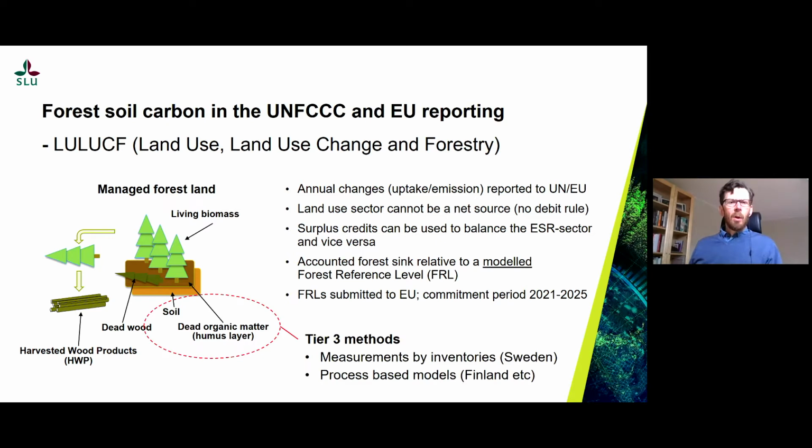So modeling is done for the regular reporting as an option. These Tier 3 more advanced methods for reporting include process-based models, which is what most countries apply under Tier 3. It's basically only Sweden that relies on measurements by inventories. However, for the reference level, of course, modeling needs to be applied for Sweden as well.